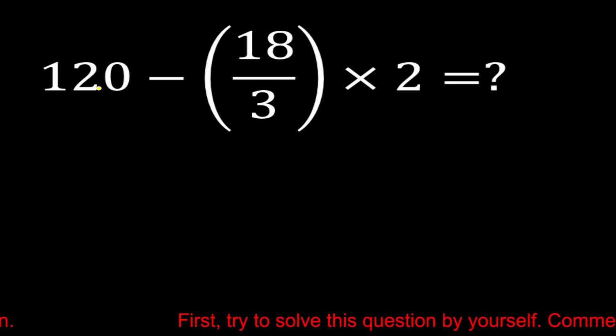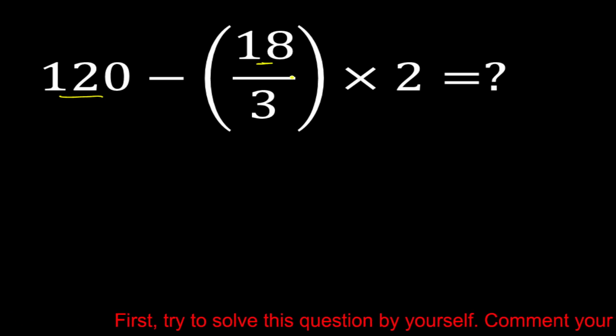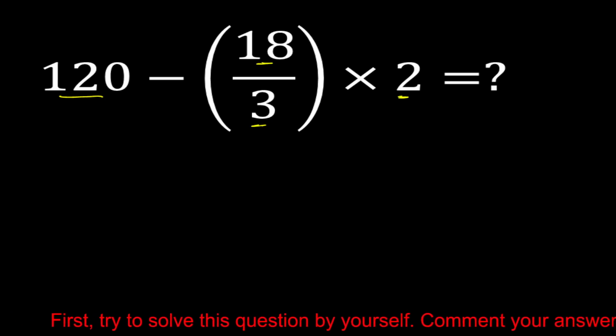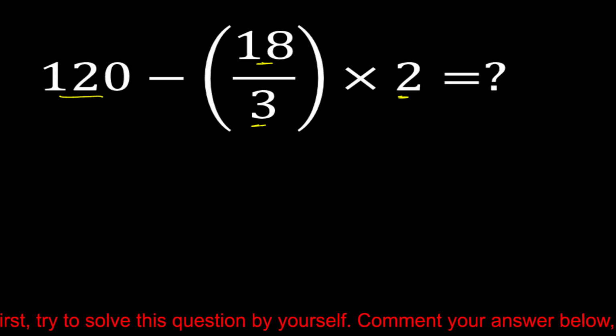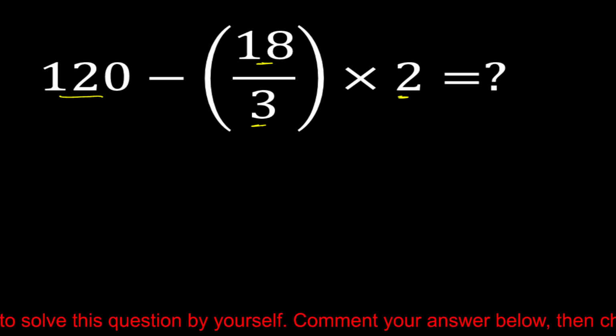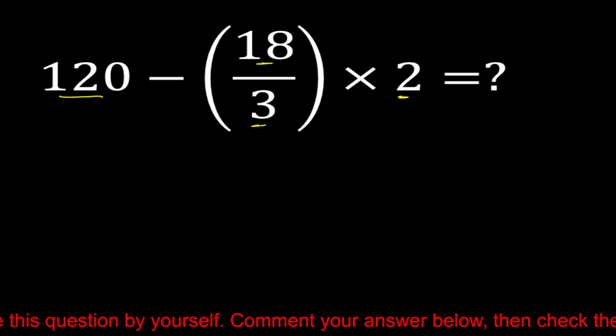So here we have a question: 120 minus 18 divided by 3 multiply 2. Okay, so now let's solve this question. But before I show you the answer, I want to see your answer.